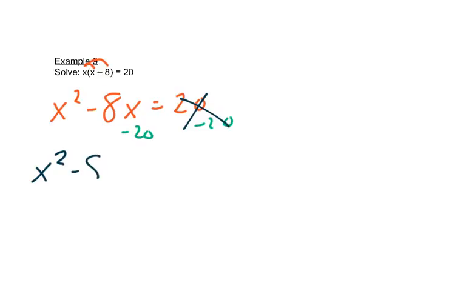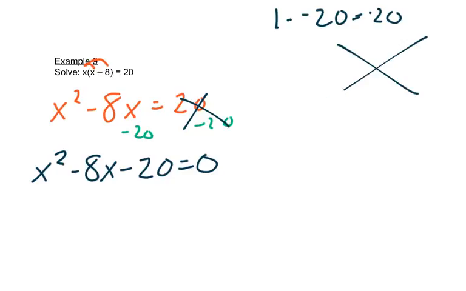One more. Again, this is not in standard form, so we need to distribute that x first to get rid of the parentheses. And then I need to subtract 20 from both sides so that it's equal to 0. So that gives me x squared minus 8x minus 20 equals 0. It's a trinomial in standard form, no greatest common factor. So I take 1 times a negative 20, and that's negative 20. So I need 2 things that multiply to get negative 20 and add to get negative 8.